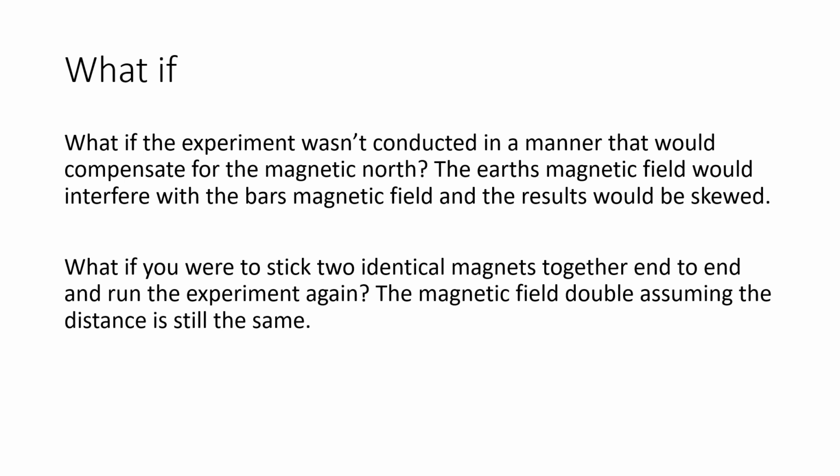And the what-if questions. What if the experiment wasn't conducted in a manner that would compensate for the magnetic north? The Earth's magnetic field would interfere with the bar magnet's field, and the results would be skewed. And what if you were to stick two identical magnets end to end and run the experiment again? The magnetic field would double, assuming the distance is still the same.